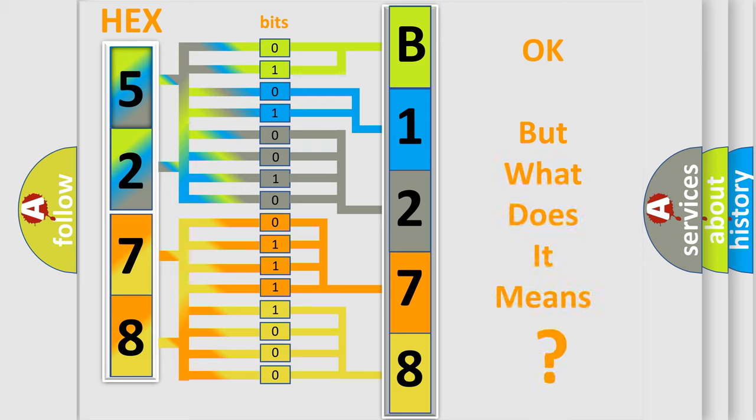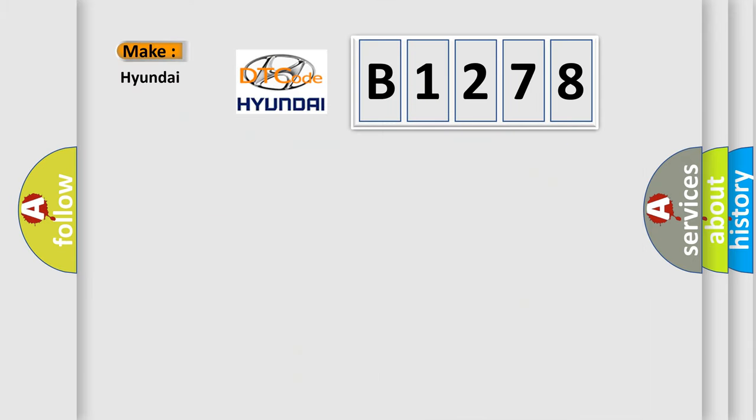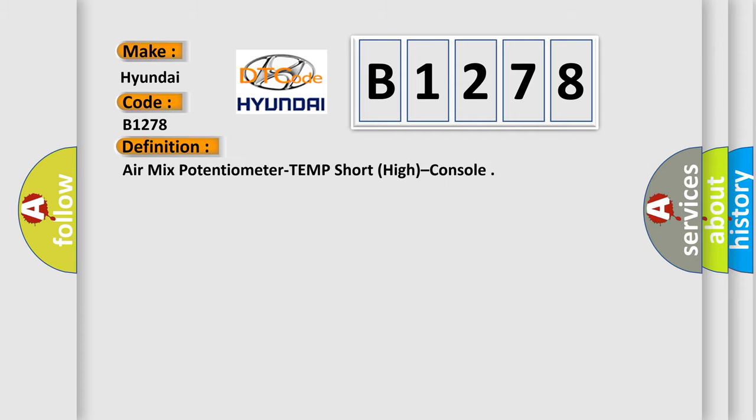The number itself does not make sense to us if we cannot assign information to what it actually expresses. So, what does the Diagnostic Trouble Code B1278 specifically interpret for Hyundai car manufacturers? The basic definition is: air mix potentiometer temp short, high, console.